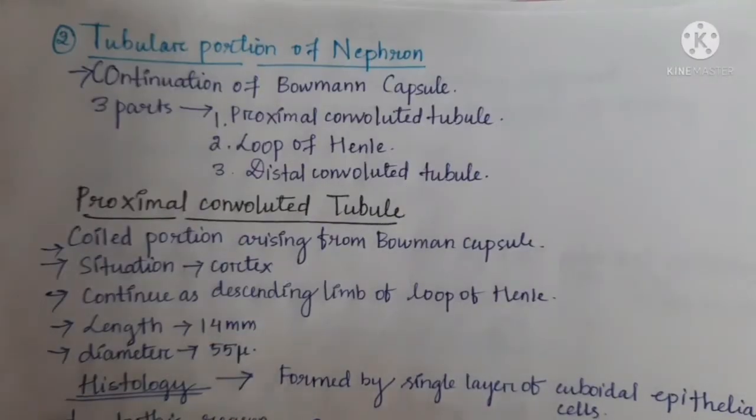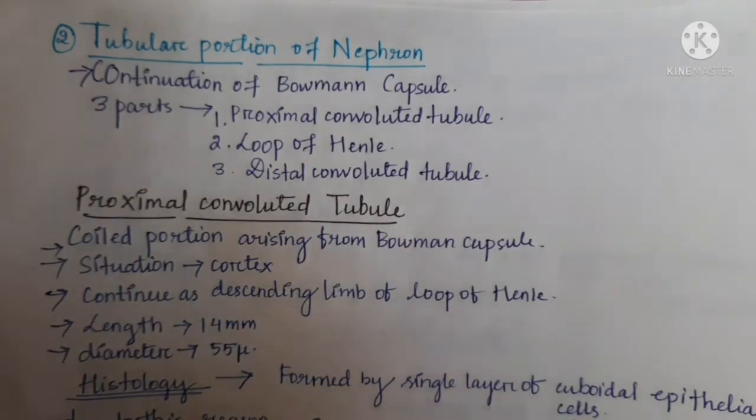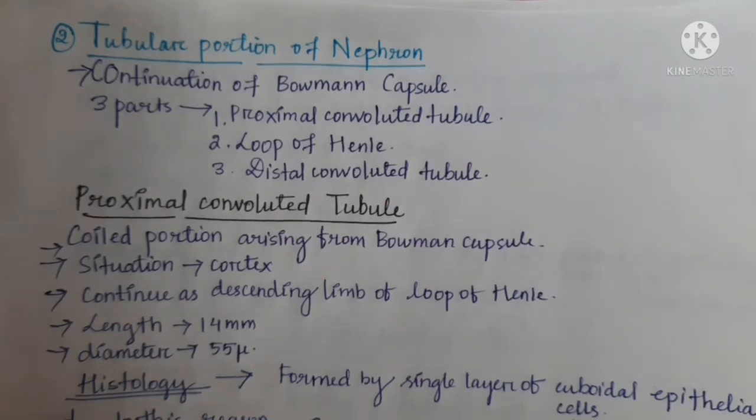Then come to the tubular portion of the nephron. The tubular portion of the nephron is the continuation of the Bowman's capsule. It has three parts, that is the proximal convoluted tubule, PCT, the loop of Henle, and the distal convoluted tubule. The first one is the proximal convoluted tubule. It is the coiled portion arising from the Bowman's capsule. It is situated in the cortex. It continues as the descending limb of the loop of Henle. Its length is 4 mm and the diameter is 55 μ.